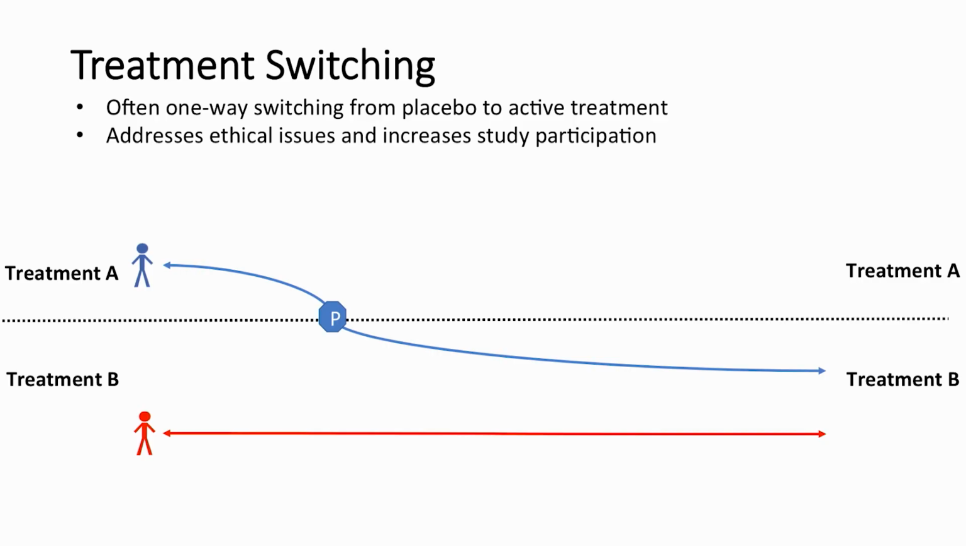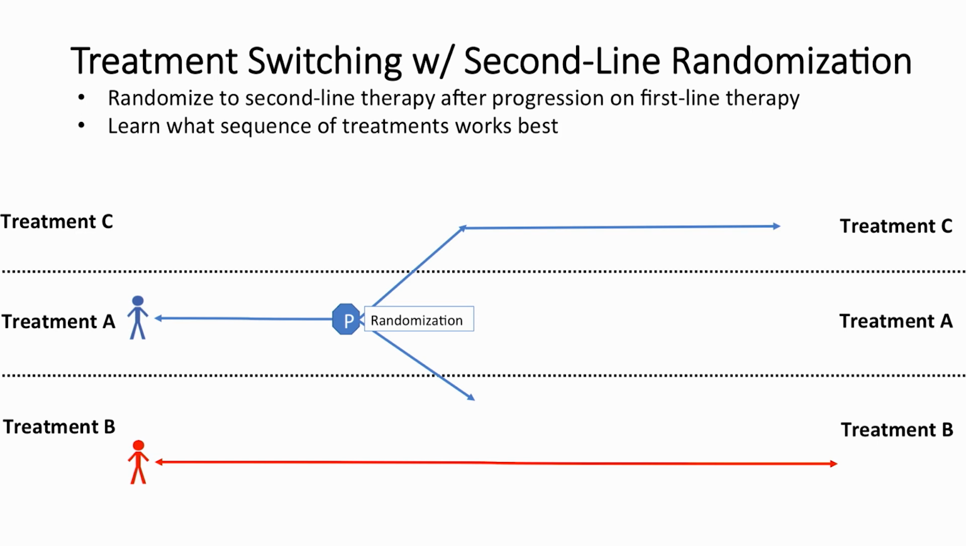And these designs come up when an individual switches or crosses over to another treatment after a period of non-response or progression. Oftentimes, these are one-way switching, so a switching from, say, placebo to active treatment, and these are done to address ethical issues and increase study participation, so that everybody knows that if there's a period of non-response or they're performing badly on placebo, they will receive an active therapy.